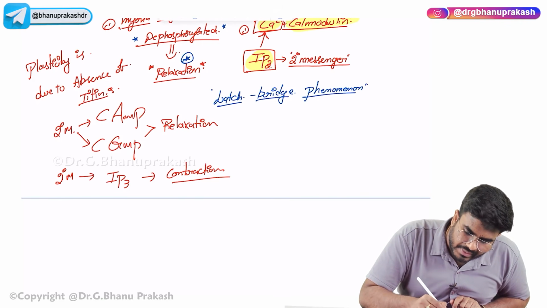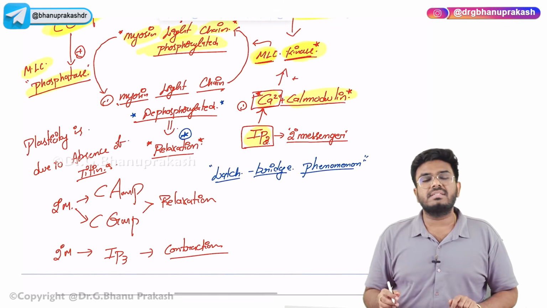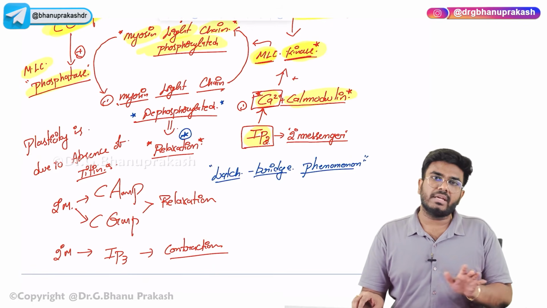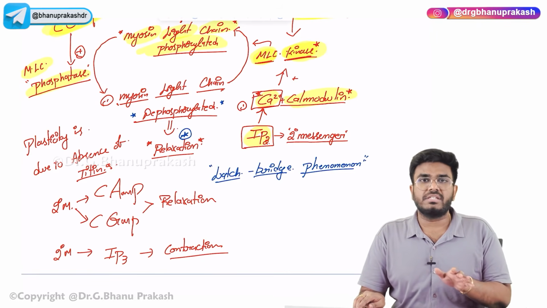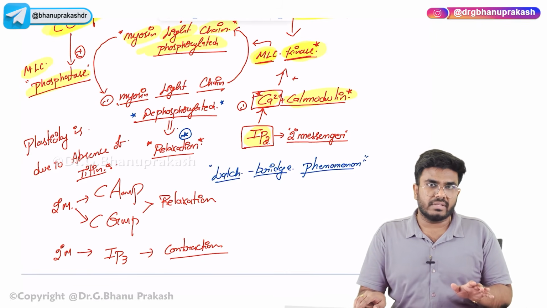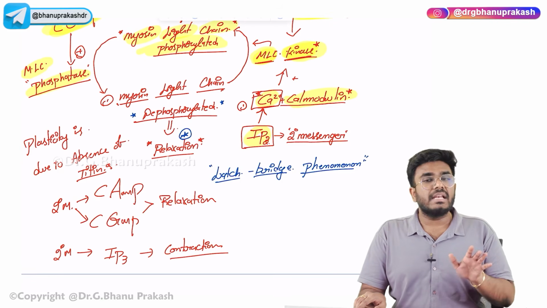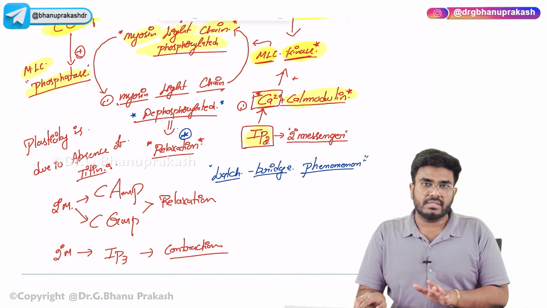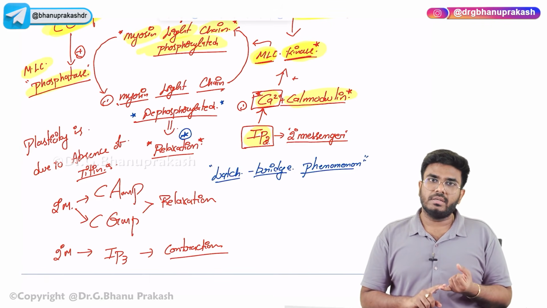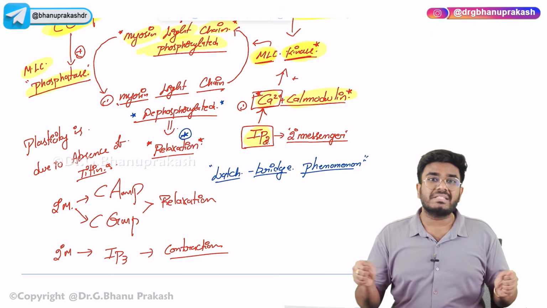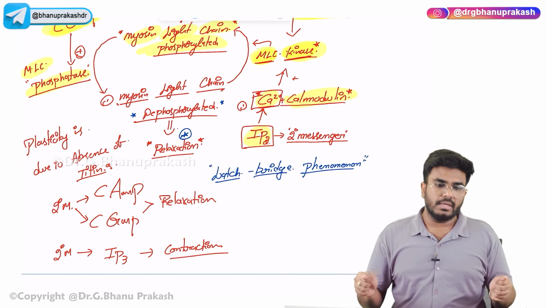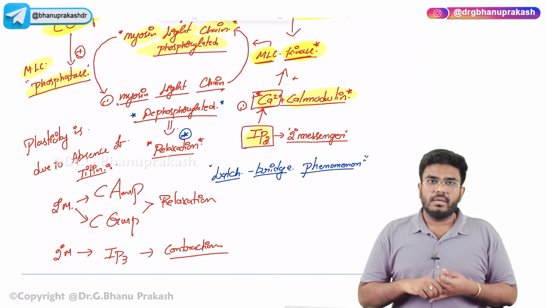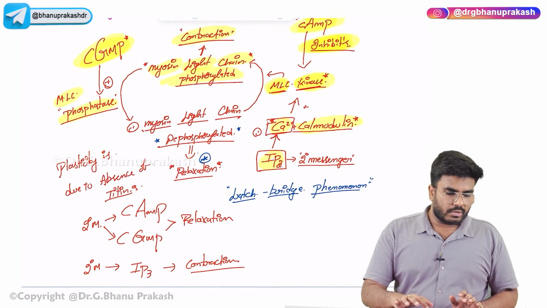So, simple for your exam, a single liner: latch bridge phenomenon is seen with smooth muscle. Smooth muscle contraction requires myosin light chain kinase phosphorylation of myosin light chains. Who is going to increase the calcium levels inside the cell? Calcium. Calcium binds with calmodulin. Calcium calmodulin complex activates myosin light chain kinase. Titin is absent, so no elasticity, there will be plasticity. There is no troponin, no nebulin. Okay, these are the points which I want you to know.